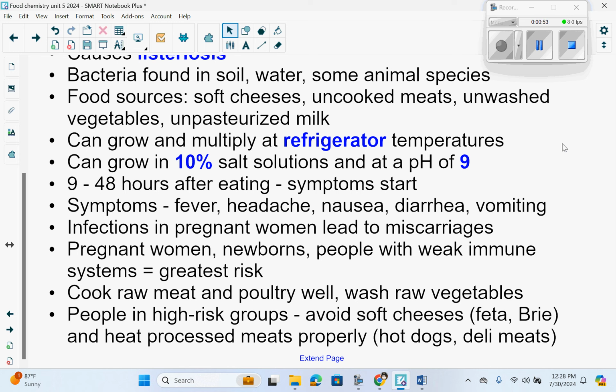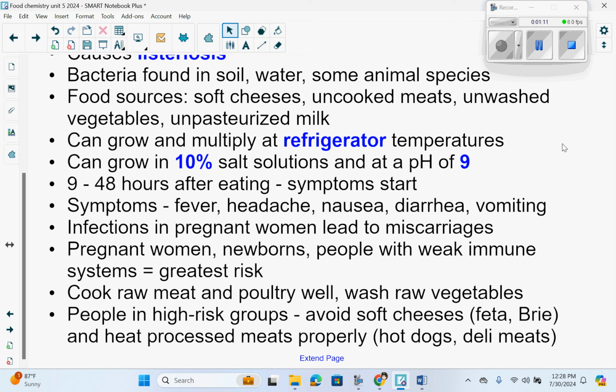9 to 48 hours after eating, the symptoms can start. Symptoms include fever, headache, nausea, diarrhea, vomiting. Infections in pregnant women could lead to miscarriages. Pregnant women, newborns, and people with a weak immune system are at the greatest risk.